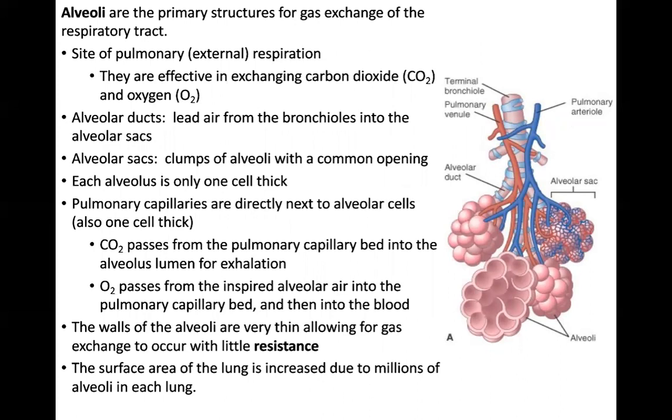Okay, so we've been talking about alveoli. I introduced them last time, the primary structures for gas exchange of our respiratory tract. I want to talk a little bit more about their anatomy and what all goes into what we call pulmonary or external respiration, where we transfer oxygen from the lumen of an alveolus through the wall of that alveolus and into the pulmonary capillaries, which we show a sac here with those pulmonary capillaries surrounding it, but these other three sacs, they don't show the blood vessels.